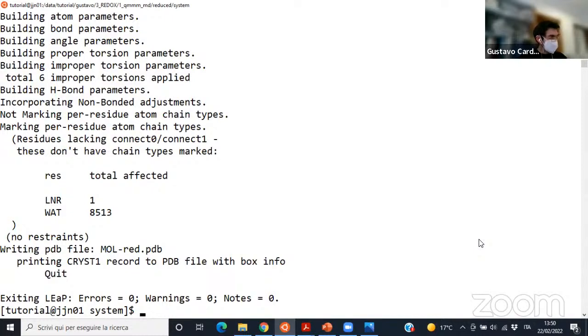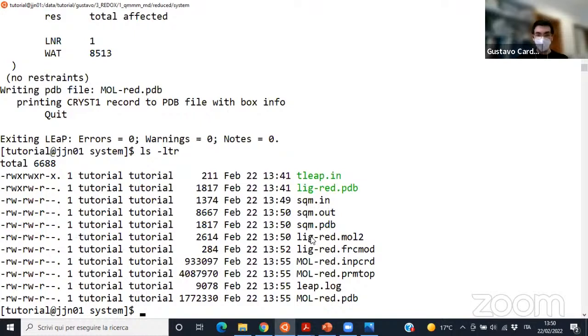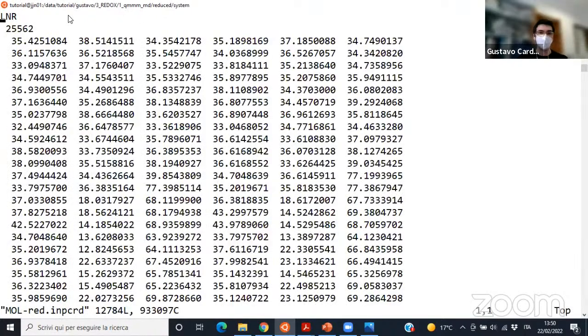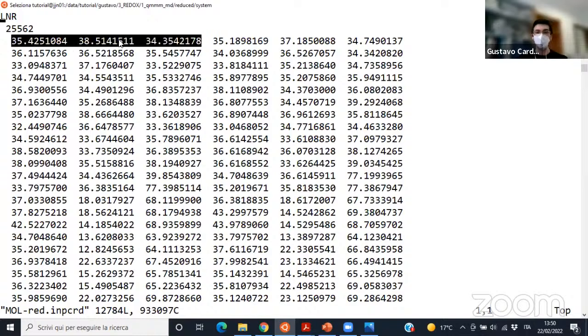Okay, so let us now see what it generated. It generated this guy here, which is the coordinate file, which of course you already know. It just contains the x, y, z coordinates for each one of the atoms. This is somehow called flattened, in the sense that it's in a 1D vector format. Of course, you see a matrix here.